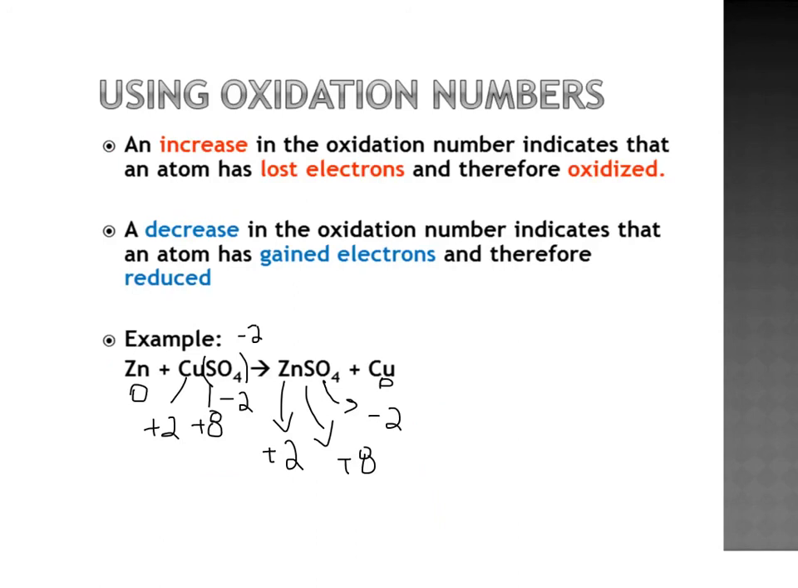If we look at then what changes between reactants and products, the zinc oxidation number goes from 0 to plus 2. It's increased in number, meaning that this is our oxidation reaction. Our copper goes from plus 2 to 0. This then is our reduction because we have decreased in oxidation number.